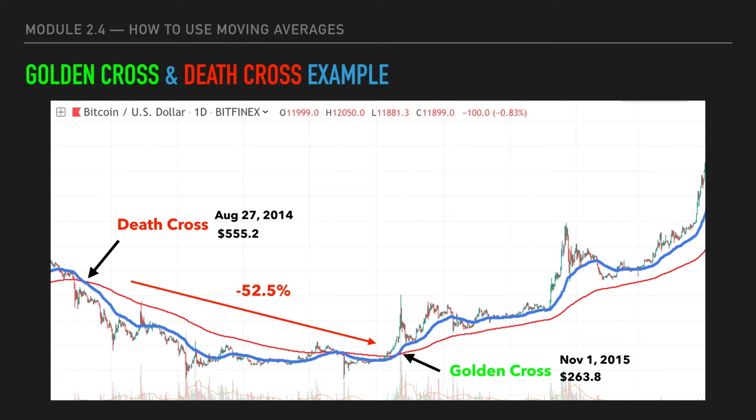And the golden cross occurred at $263.8 on November 1st, 2015. So it's around 1.5 years later. Since then, the market starts going up, and we all know it turns out to be the greatest Bitcoin bull run in our history.